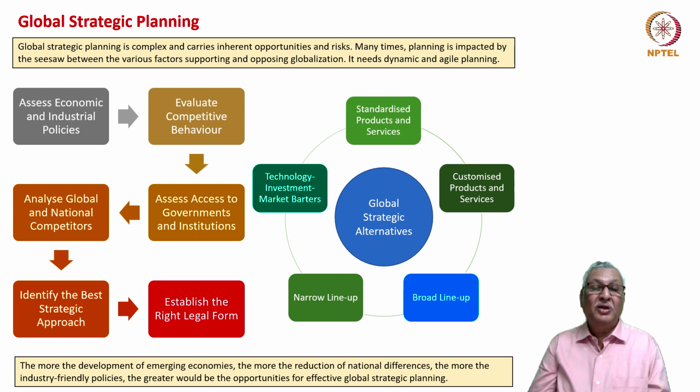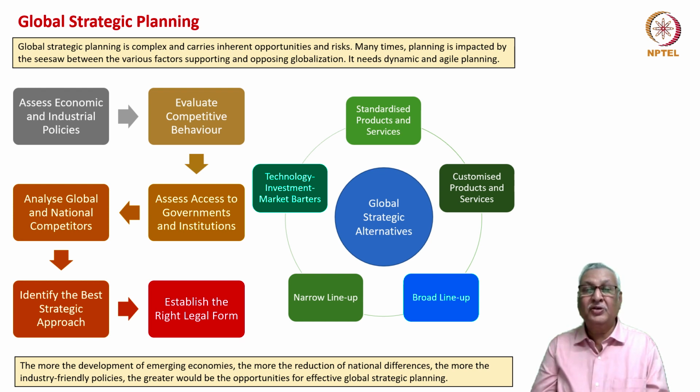To do global strategic planning, we have to have a mindset that understands the complexity of all of these things. We should understand local conditions, but also we should understand the global-local match. We should understand the inherent opportunities and risks and the seesaw that would happen between various factors supporting and opposing globalization. Therefore, dynamic and agile planning is required to support global strategic development. Assessment of economic and political policies as well as industrial policies is the first step.